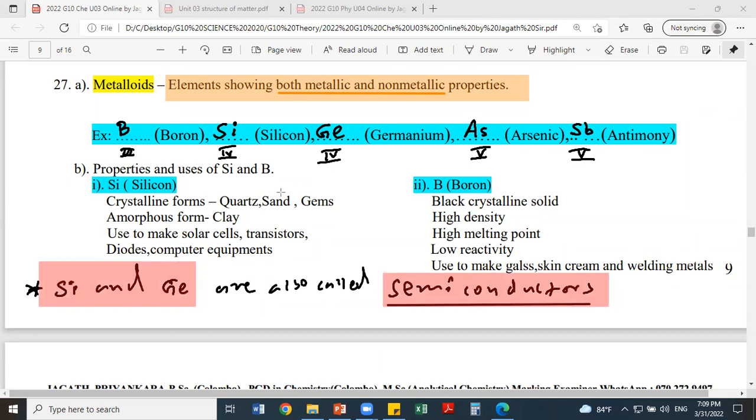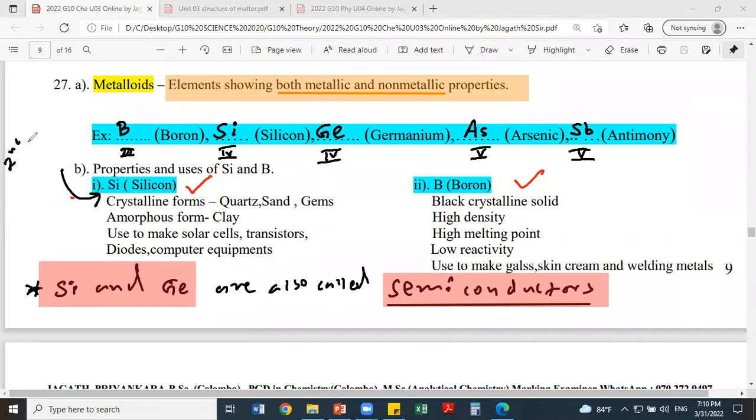But out of these 5 metalloids, only these 2 you should know a little bit in detail: silicon and germanium. I have given in point form their properties, how they exist and 1 or 2 uses. So actually silicon is very interesting. Silicon is the second most abundant element in the earth crust.